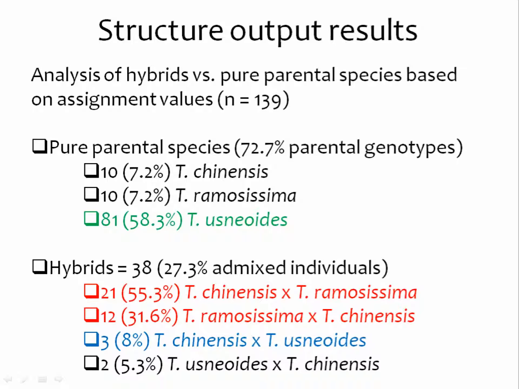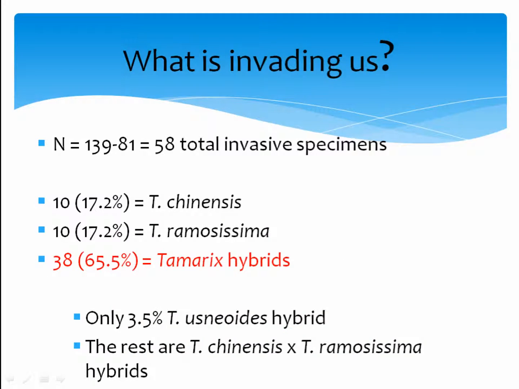Based on the structure analysis, we then went on to quantify the species composition in South Africa. As we can see here, we've got more than 70% of the parental genotypes in the data set that I was looking at, and all the rest were hybrids. This is a fairly high number simply because of the many indigenous samples which were thrown in the data set.